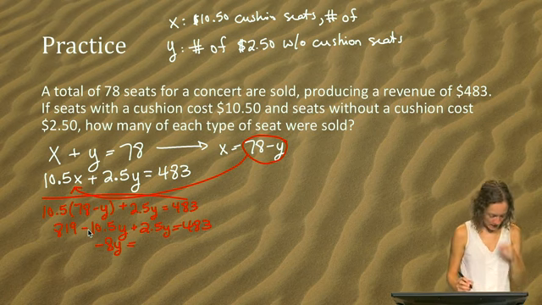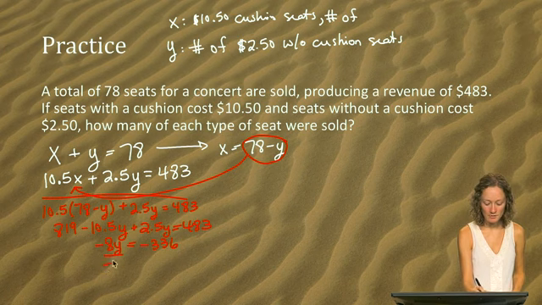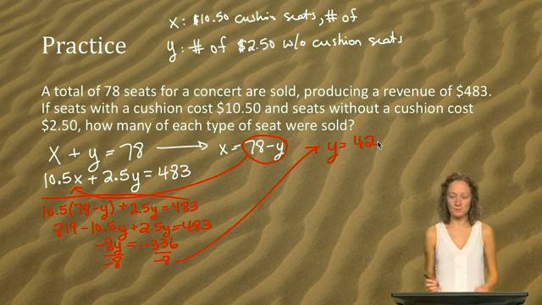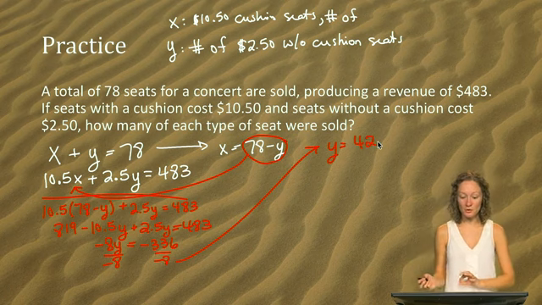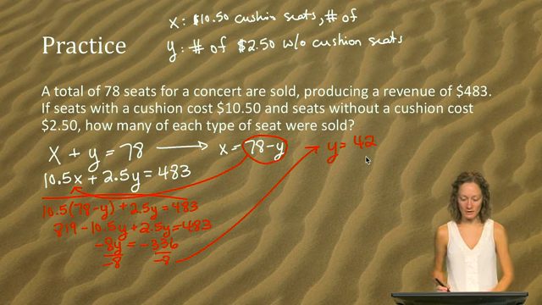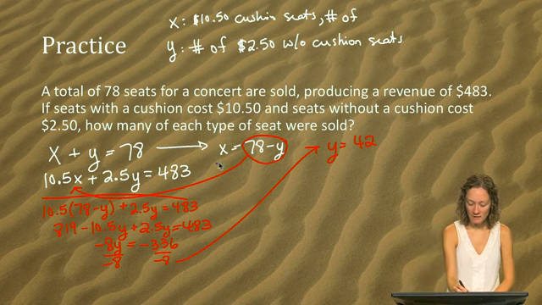If we bring over that 819, we get negative 336. Divide both sides by negative 8. y equals 42. So there were 42 seats sold that did not have a cushion. Again, we've labeled, so you don't have to do it again. If not, you write the label. Okay, so we're still looking for the number of $10.50 cushion seats that were sold. So go back, plug in anywhere along the way. I'll go with this one.